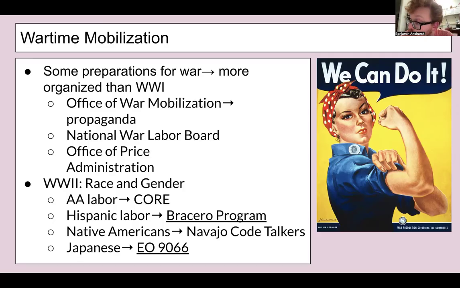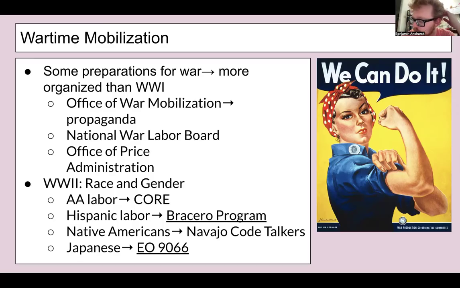Now, we also see that World War II is going to employ more than just African American labor, but also Hispanic labor as well. We are going to see that in order to make sure there is enough food production, because we're sending all of our boys overseas, we're going to hire immigrant laborers. And we see that especially in the realm of the Bracero program.